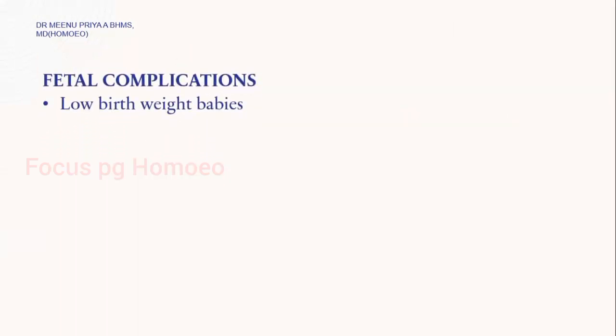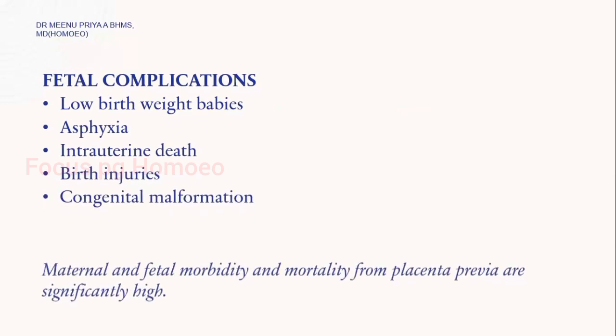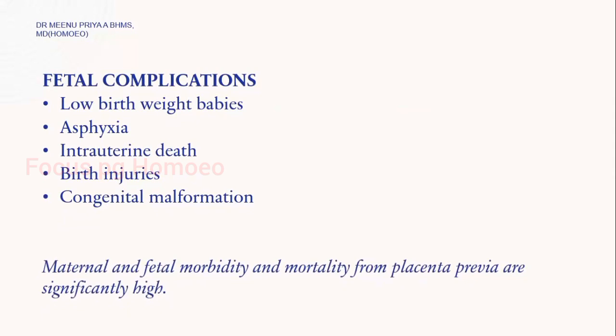Now, what are the fetal complications? Fetal complications are low birth weight babies, asphyxia, and intrauterine death, so IUD, and birth injuries and congenital malformations. So these are the fetal complications. Maternal and fetal morbidity and mortality from placenta previa are significantly high, so we shouldn't take this condition as a simple one.